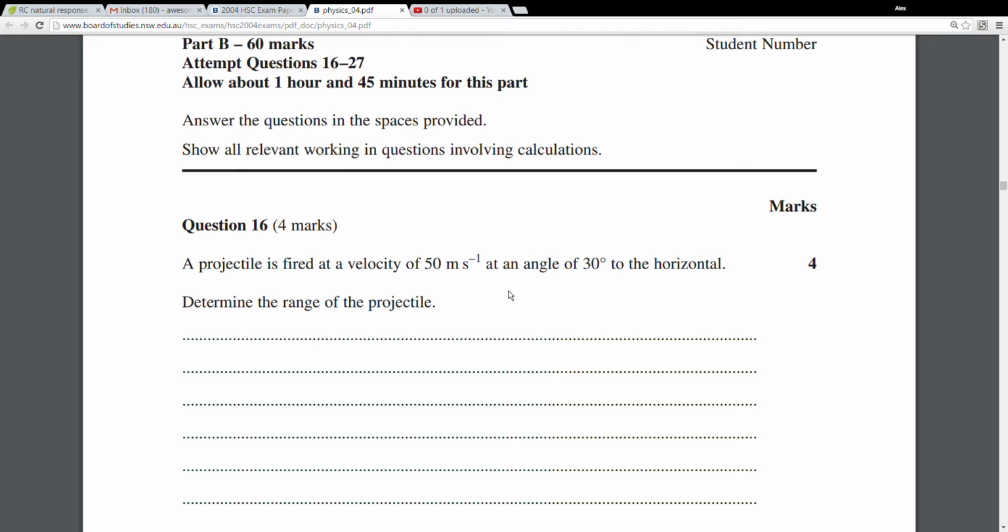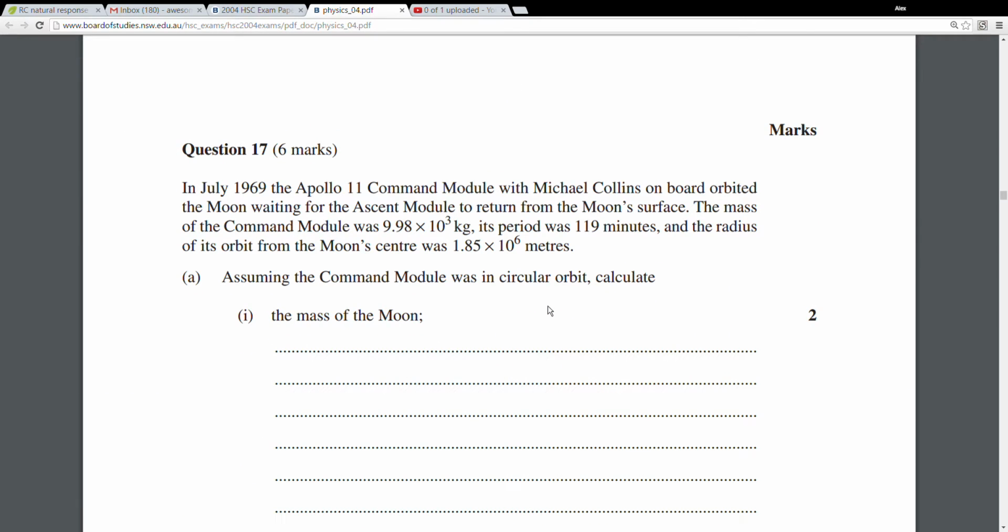Anyway, this is just a math question. Just choose your equations, substitute, and solve. Shouldn't be that difficult.